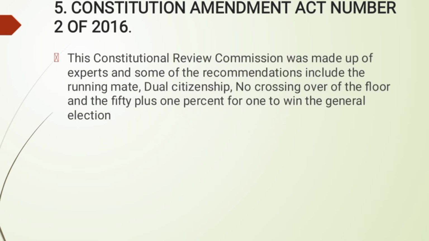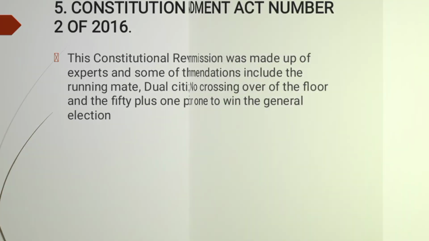So this Constitutional Review Commission was made up of experts, and some of the recommendations include running mates, dual citizenship, no crossing over of the floor, and the 50 plus 1% for one to win the general election. This is where we got all these things from, to say if you want to win an election, you should get 50 plus 1. Dual citizenship, this is where it was stipulated to say you can have the citizenship of Zambia, or you have another one. You have two. There is no problem according to the Constitution Amendment Act number 2 of 2016.